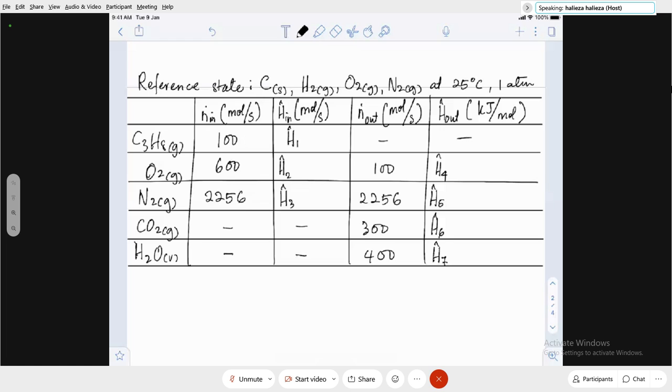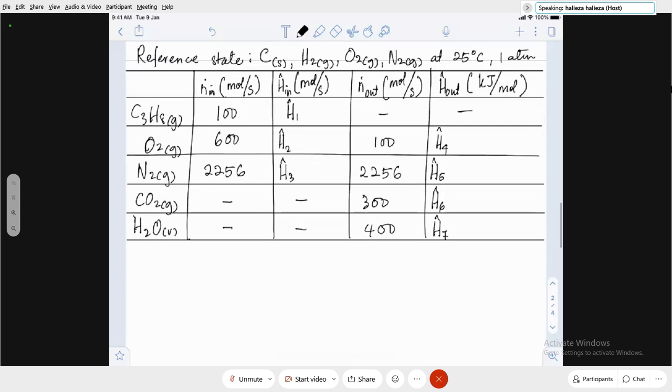So when you do this, you start from the basic elements. For example, in order to get enthalpy H1, you start from C solid and hydrogen gas at 25 degrees C. This is more or less like constructing a hypothetical path, at 25 degrees C, 1 atm. That is your starting reference state.